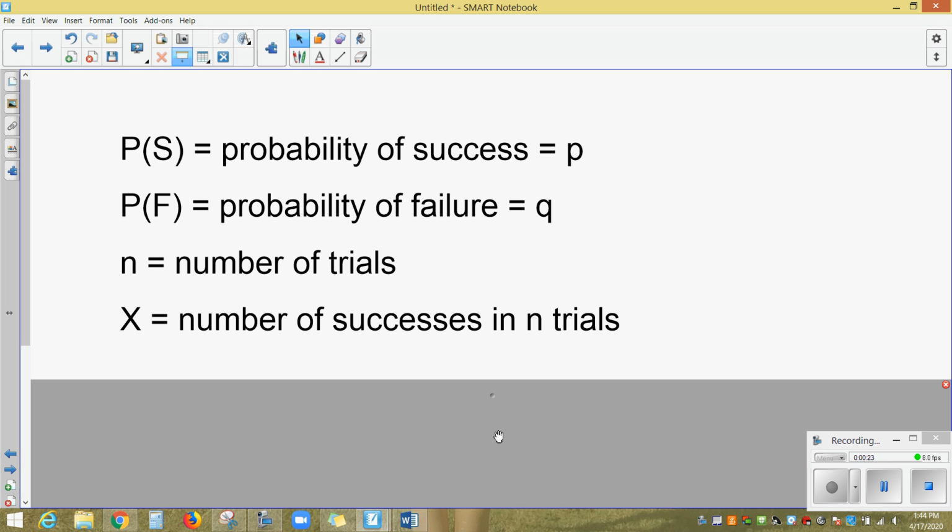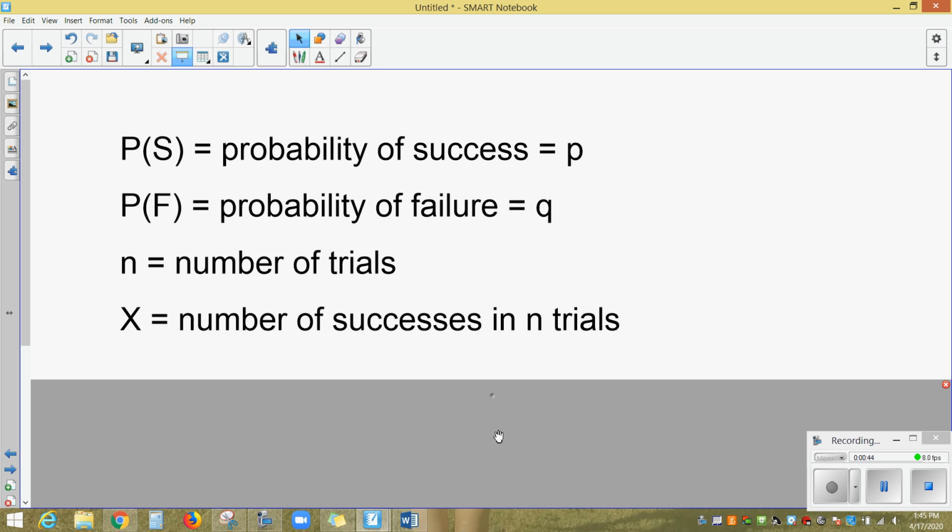We'll say the probability of a capital S, we call that the probability of success. And the numerical value is lowercase p. So for example, if success is flipping a head when we flip a coin, then the probability of flipping that head would be 1/2. Lowercase p would be 1/2 or 0.5.